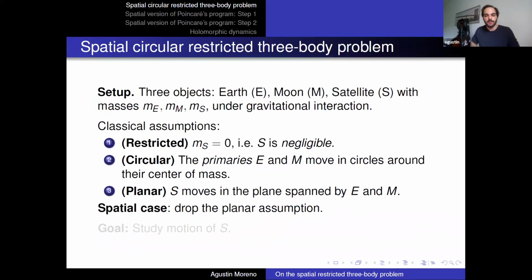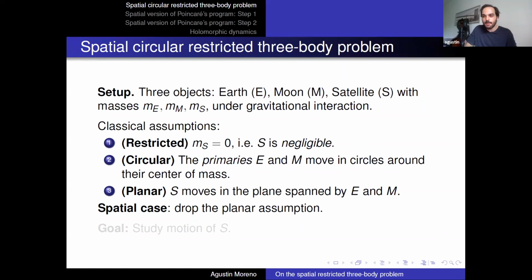So having said that, let me remind you what the setup for the very well-known three-body problem is. We start with three objects, which we call the Earth, the Moon, and the satellite, and they have certain associated masses, and we just leave them there to interact with each other according to Newton's law of gravitation. So this is some dynamical system that we're trying to understand. It's a very, very classical one, in some sense the first one.